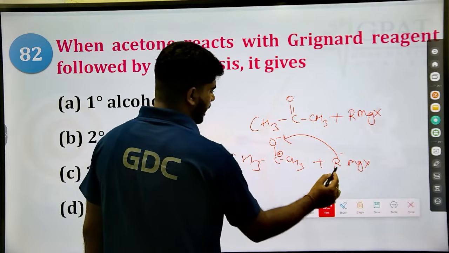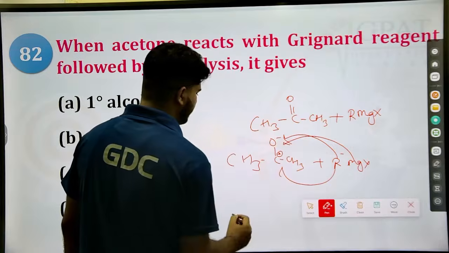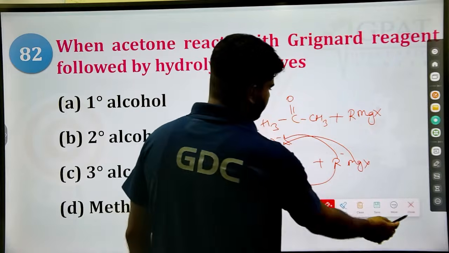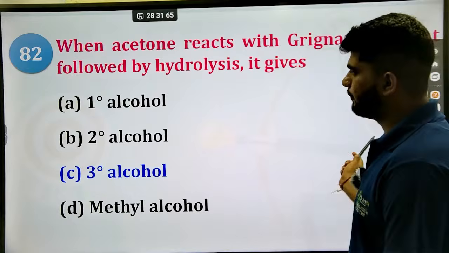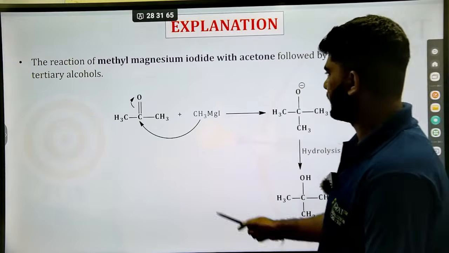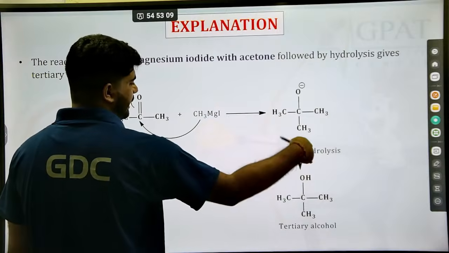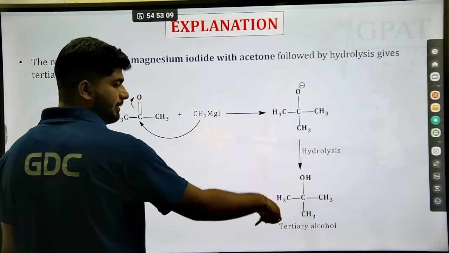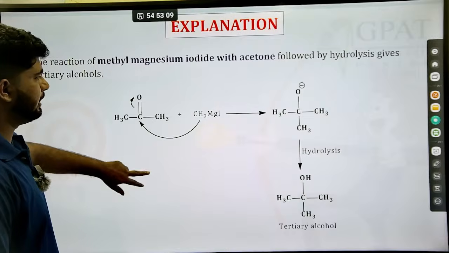Sorry. Yeah, R will be going onto this side, and MgX will be going onto this side. Then ultimately, your tertiary alcohol will be formed over here. Okay, here you can see CH3MgX. After that, O negative will be taking place, and after that, hydrolysis. So OH will be going onto that side, and tertiary alcohol will be formed.